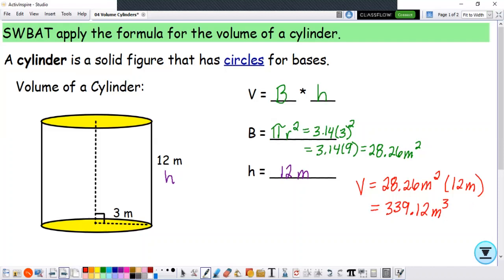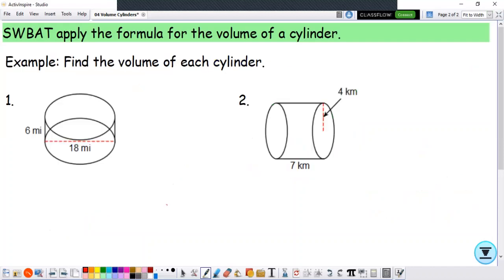Let's take a look at a couple more. In this first cylinder, the 18 is actually the diameter. So before we can find the volume, we need to find the radius. So you need to remember that the diameter is 2 times the radius. So if the diameter is 18 miles, that means the radius is going to equal 9 miles.